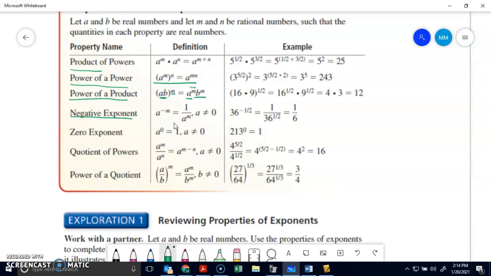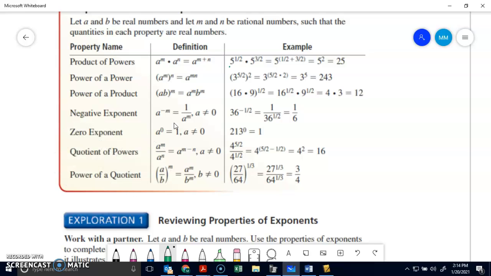Negative exponents, that's reciprocal. We talked about that yesterday. Zero exponent, anything raised to the zero is 1. Quotient, when you're dividing, you subtract exponents. Power of a quotient, again, this is similar to the one up here: if you have more than one thing being raised to that power, each individual element gets raised to the power. And we see some examples here.